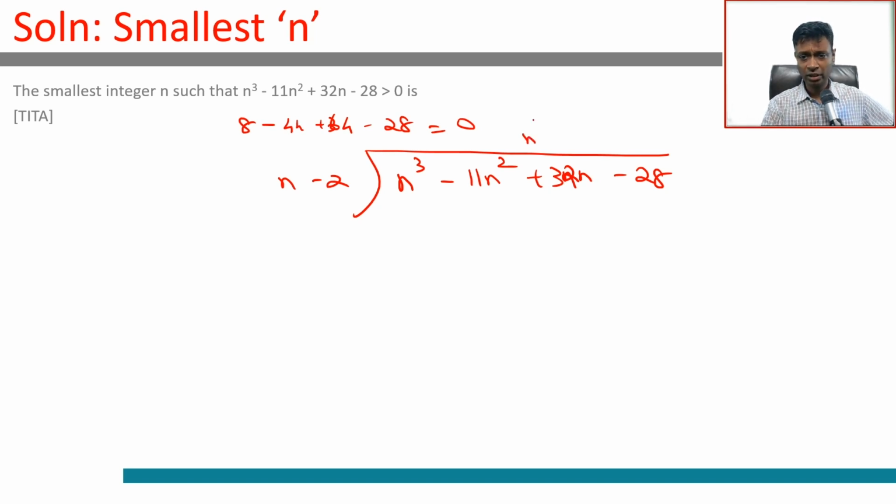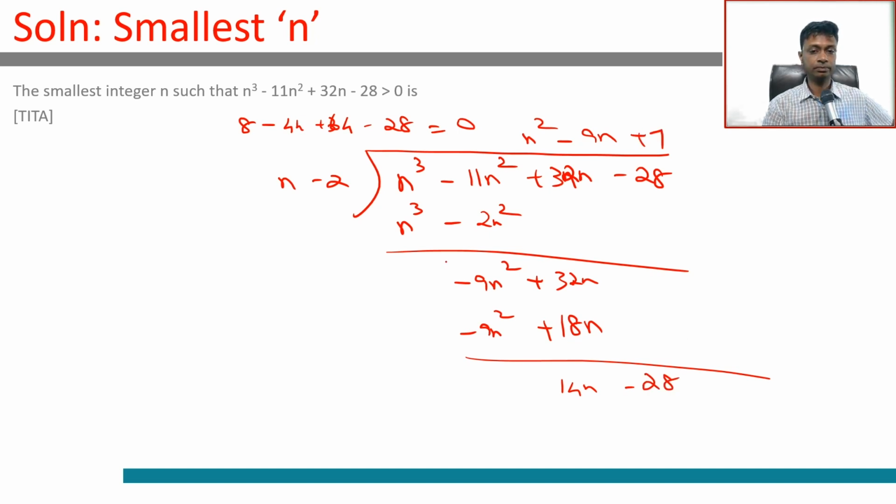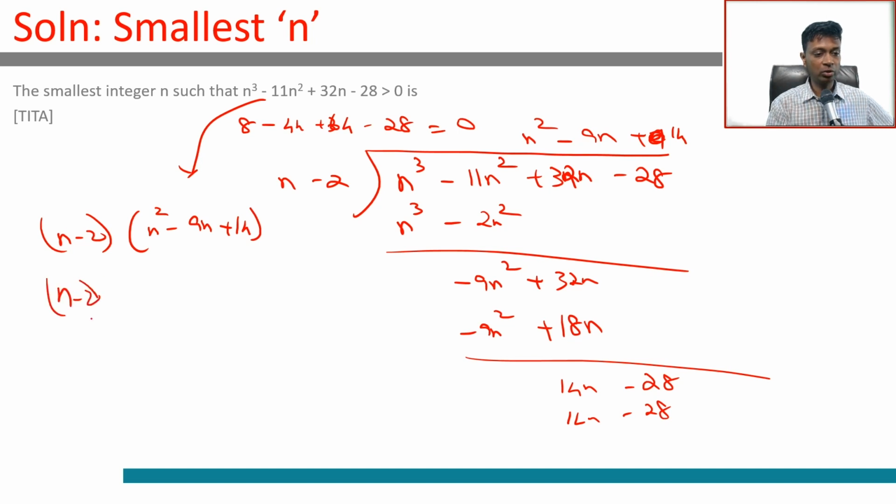We can factorize this. n square goes here, n cube minus 2n square. So minus 9n square plus 32n, minus 9n, minus 9n square plus 18n. We'll have 14n minus 28. So our expression is n minus 2 into n square minus 9n plus 14, or it is n minus 2 into n minus 2 into n minus 7.